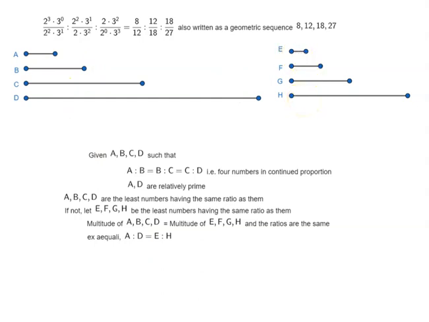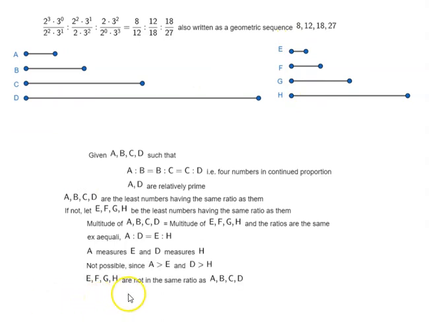This proportion basically means what? That A measures E and D measures H. But is that possible? A measures E, D measures H, which is not possible because A and D are greater than E and H. So that means E, F, G, H are not in the same ratio as A, B, C, D. This is purely based on our assumption. Because we assume this, we reach this contradiction. So our assumption was wrong, which means A, B, C, D are the least numbers with the same ratio as them. Basically, I have constructed this A, B, C, D using this.